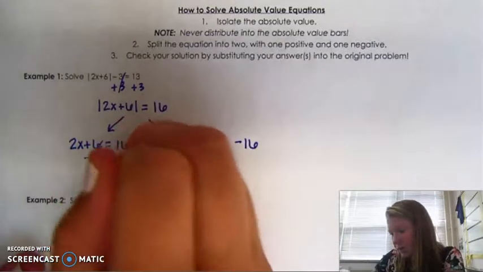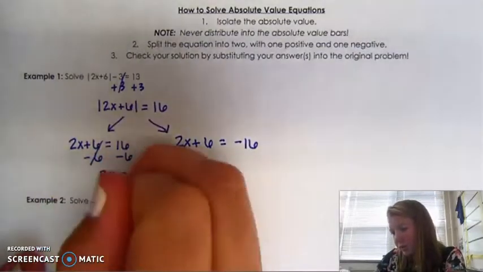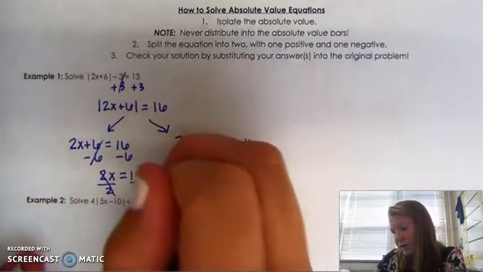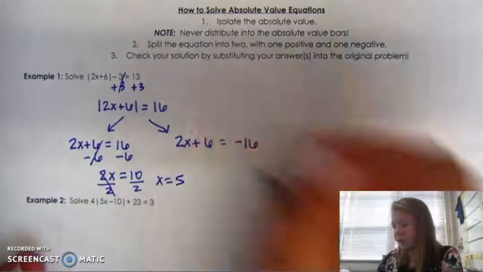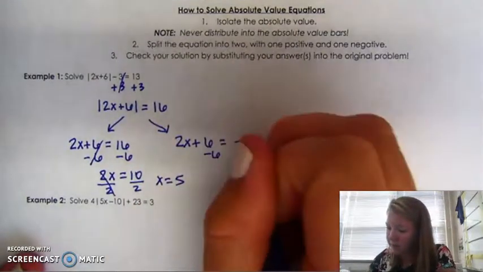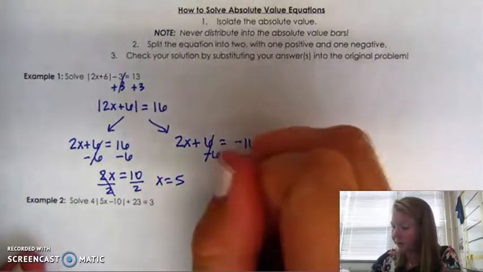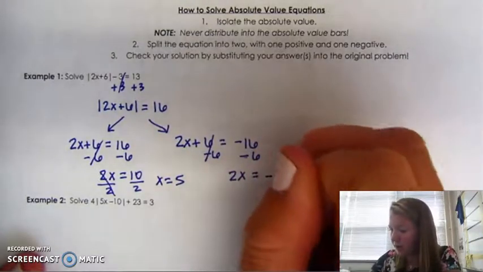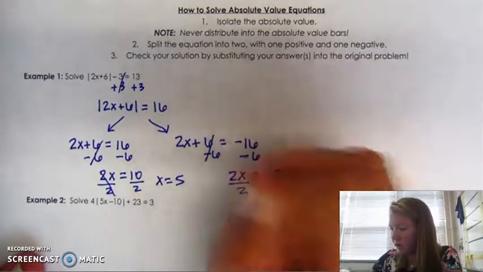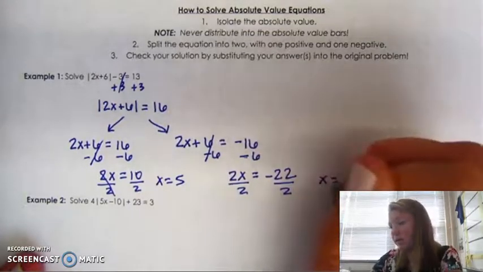2x equals 10, divide by 2. X equals 5 for that first equation. Second equation, same steps, except for -16 on the right-hand side. So subtract 6, we get -22, divide by 2, we get -11.